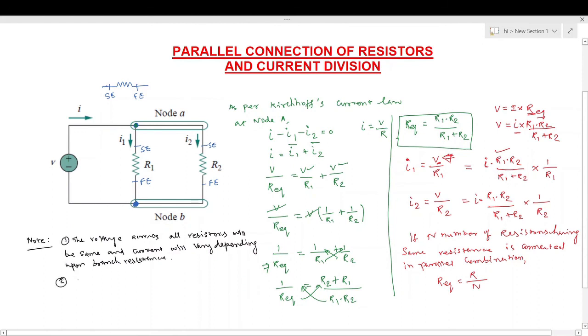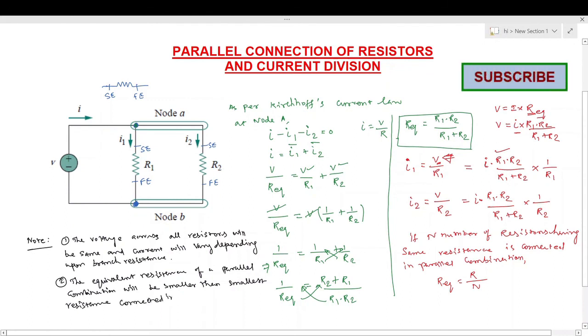Second, the equivalent resistance of a parallel combination will be smaller than the smallest resistor connected in the circuit. These 2 points must be kept in mind for parallel combination.